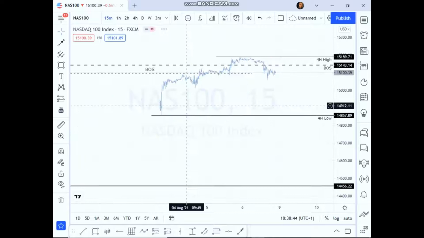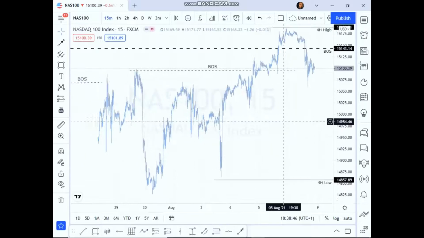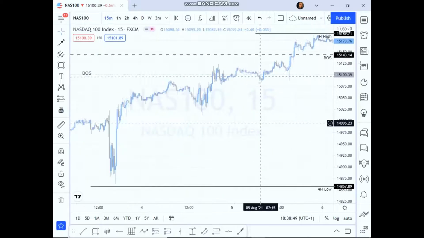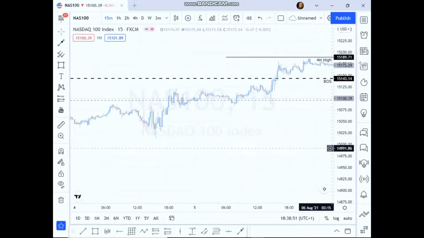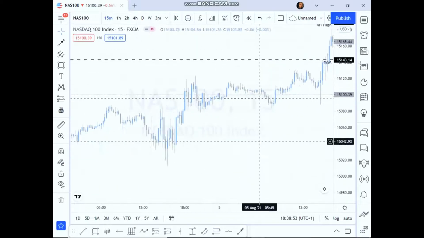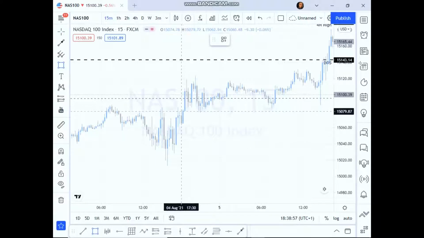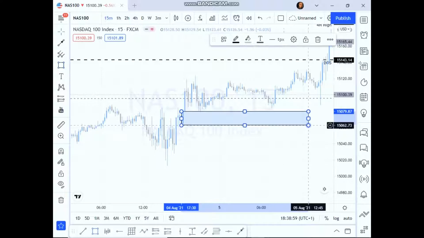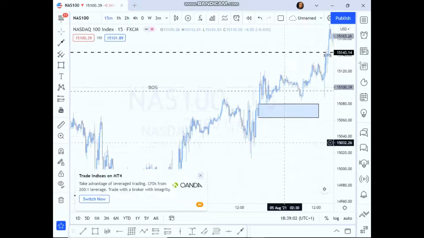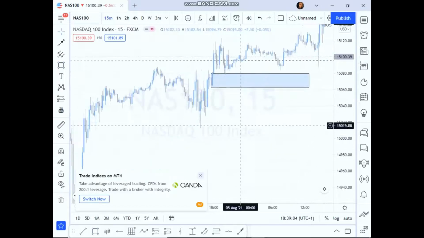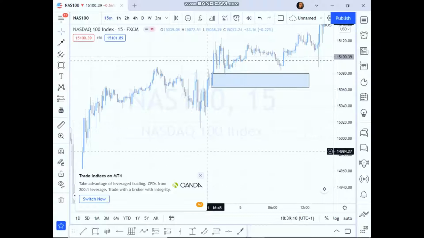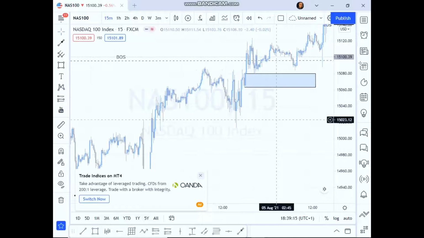This is where we're going to be looking for our POIs. Basically, we're looking for unmitigated order blocks, or unmitigated OBs. We actually have one here, and obviously we are going to refine it as we drop down time frames. We also have another POI here, which I'm anticipating the market is going to come to and mitigate before we continue to the upside.